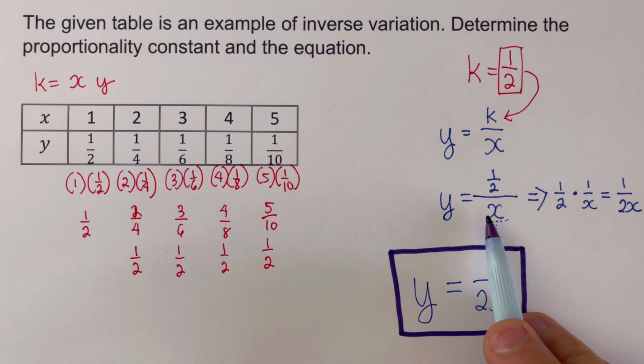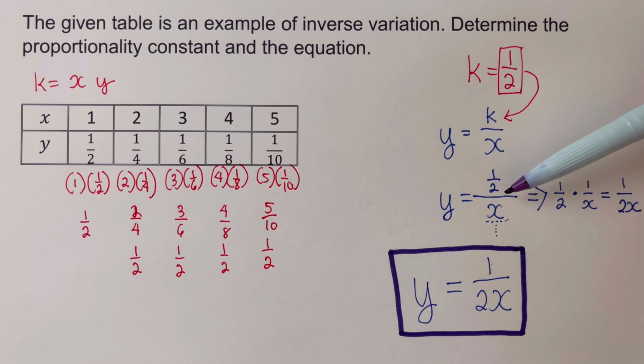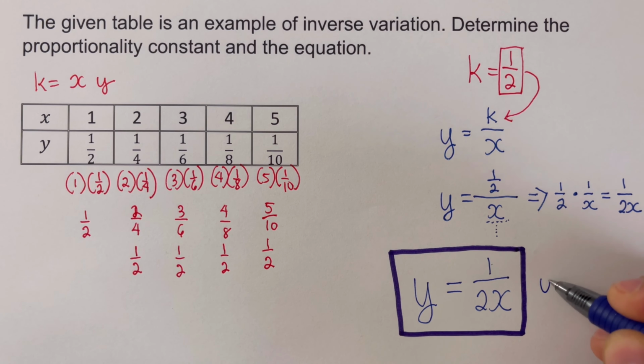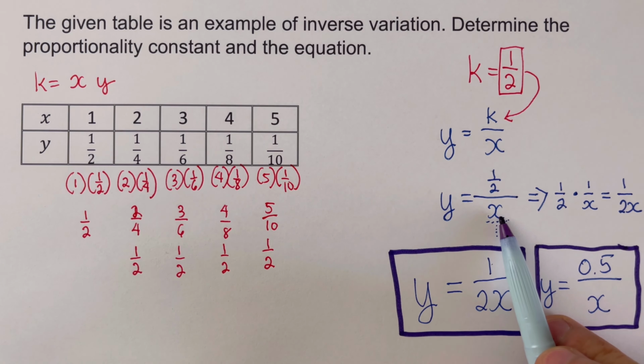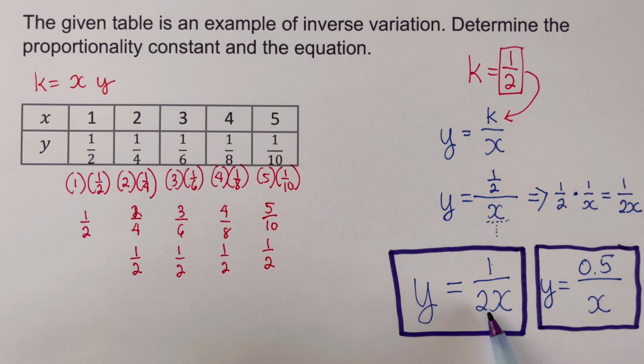Although we can go ahead and just keep it as y equals 1/2 over x, you can also have that. That is also correct. But this is a more simplified one without having to deal with a complex fraction. Or sometimes others would write this as y equals 0.5 over x, because that's 1/2 over x. That should be fine too. So any of these three answers here would be correct: y equals 1/2 over x, y equals 1 over 2x, or y equals 0.5 over x.